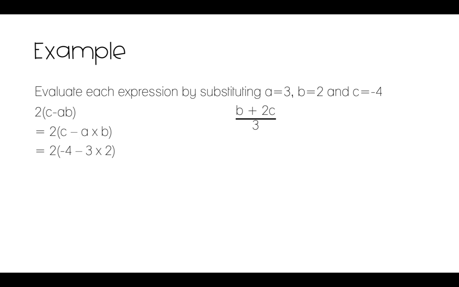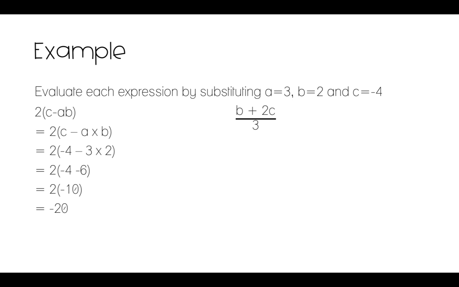If there's indices, we do that. Then we go division or multiplication, then addition and subtraction. So in this case, we have our multiplication first. Okay, so negative 4 minus 3 times 2, which gives us negative 4 minus 6, which is essentially saying take away 6. And 2 brackets negative 4 take away 6 gives us 2 brackets negative 10. And remembering when there's a number outside the bracket and no operation, that means we multiply. So 2 times negative 10 gives us negative 20.